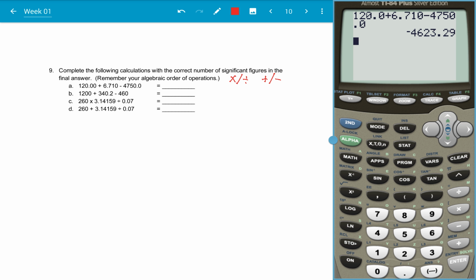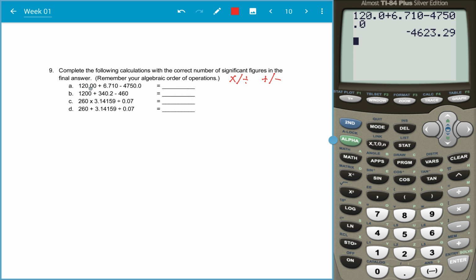However, in addition and subtraction, we're looking for the number that has the fewest decimal places. So, the first number has 2 decimal places, 3 in the second, but only 1 in the last one. So our final answer needs to be rounded to 4,623.3, so that it also only has 1 decimal place in the final answer.